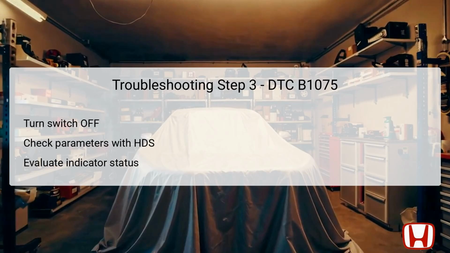During the third step, you will again work with the HDS after ensuring the combination light switch is set to the off position. At this stage, check specific parameters related to the headlight switch signal and its current conditions. This involves evaluating whether the information indicator for the headlight switch status is off.